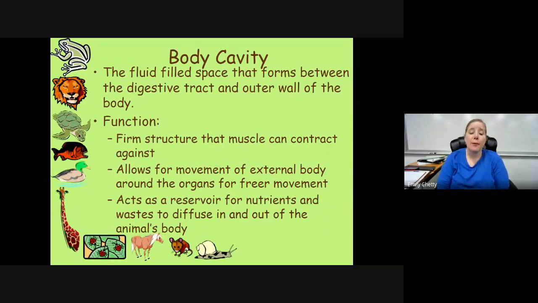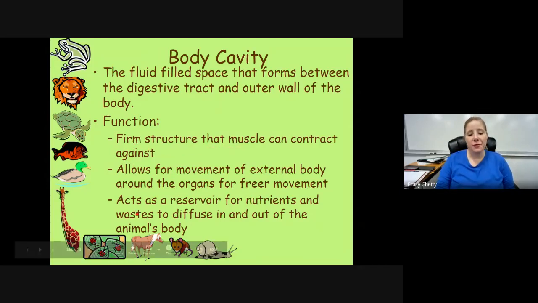The next thing that classifies animals is body cavity. A body cavity is a fluid-filled space that forms between the digestive tract and the outer wall of the body. It's this fluid-filled center. It's also known as a coelom, and I'll show you that word in a minute.